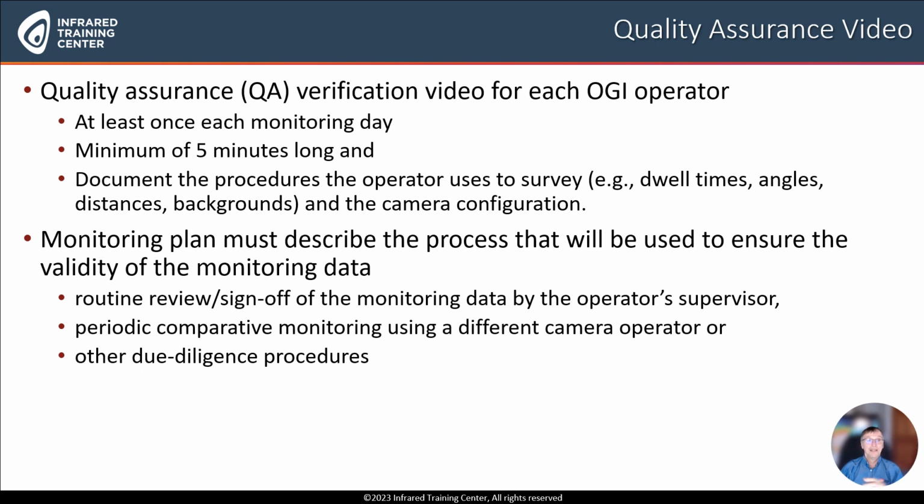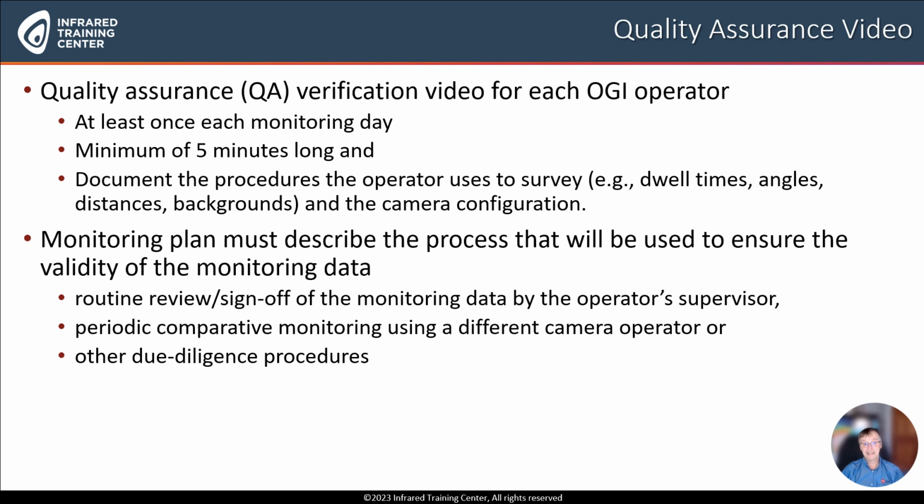Okay. So the quality assurance video for each OGI operator, at least once each monitoring day, a minimum of 5 minutes long, to document the procedure the operator uses to survey, the dwell times, the angles, the distances, the background. And you can use one of we're looking for fugitive emissions to make sure the video is at least 5 minutes, and you do it once a day. Okay, I would say do it again if the weather conditions change significantly, like you went from bright sun to now it's lightly raining.